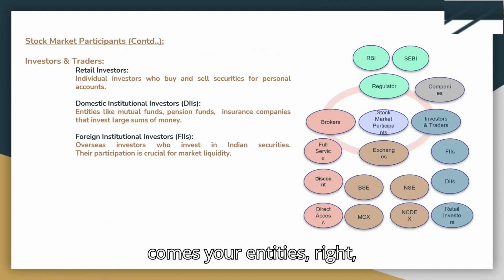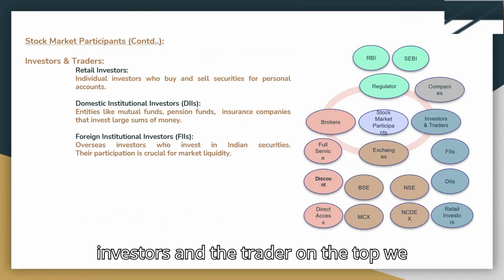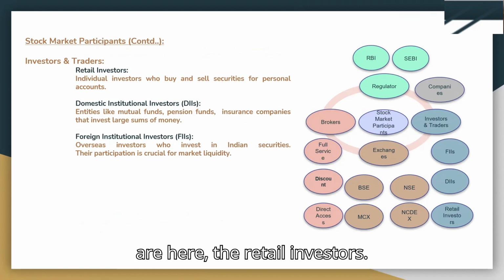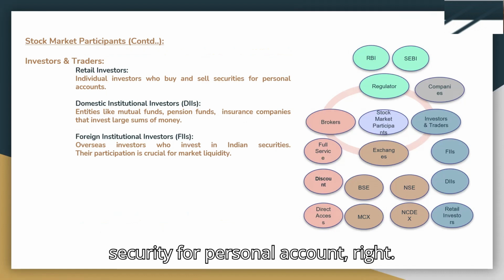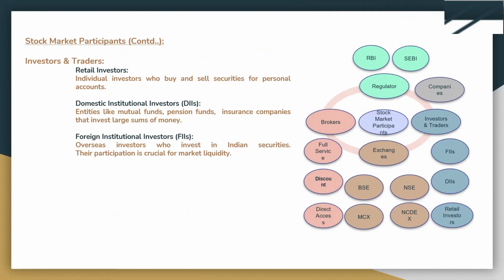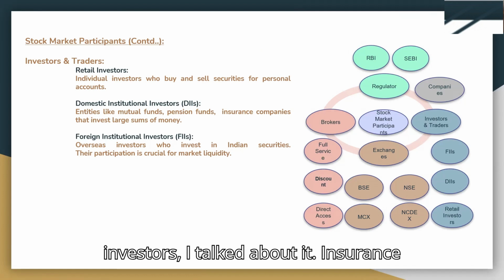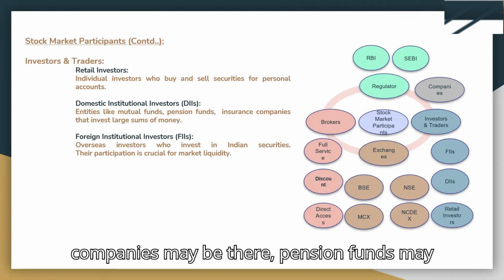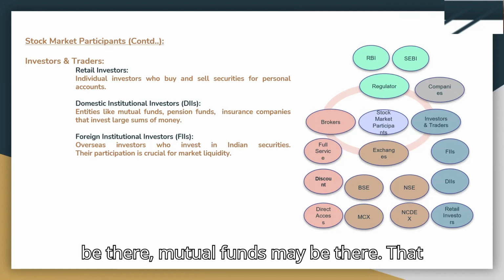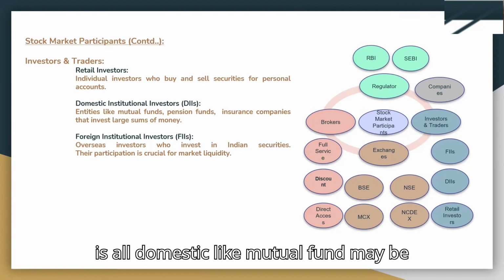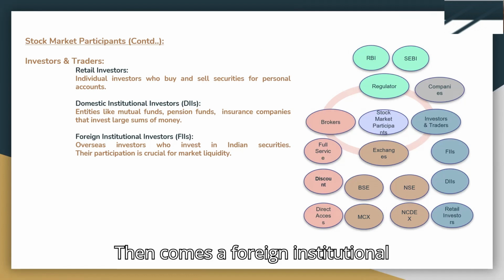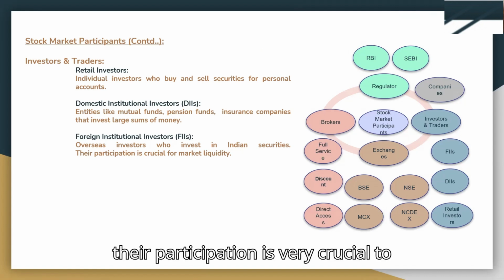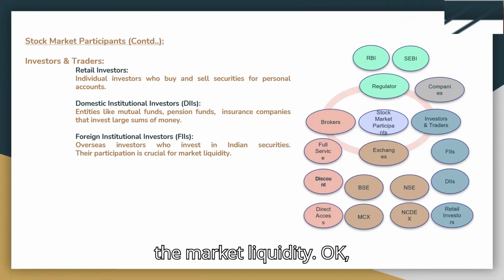Then comes your entities, right? Investors and the trader. On the top, we have the retail investors, individual investors who buy and sell securities for a personal account. Then your domestic institutional investors. I talked about it. Insurance companies, pension funds, mutual funds may be there. That is all domestic. Like a mutual fund may be Invesco, HDFC, or any other. Then come the foreign institutional investors. Their participation is very crucial to the market liquidity.